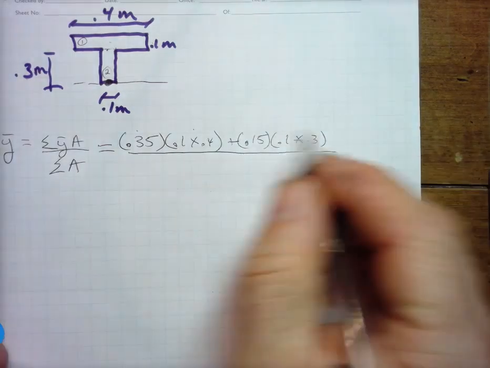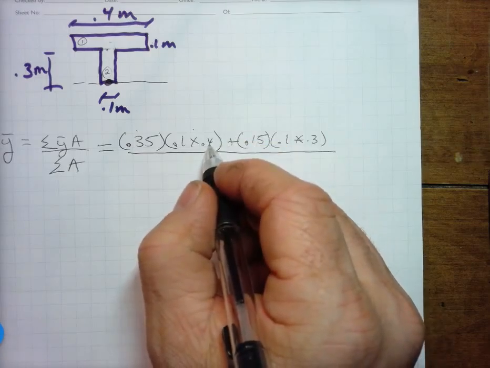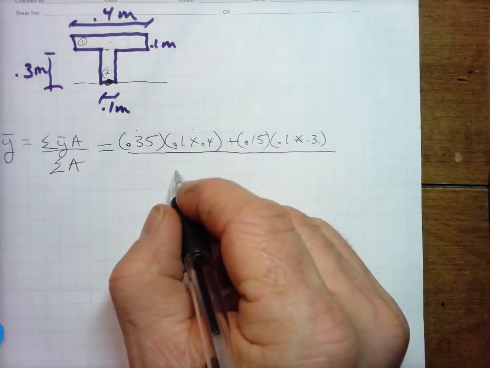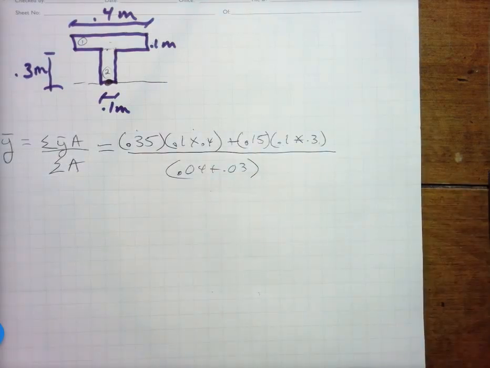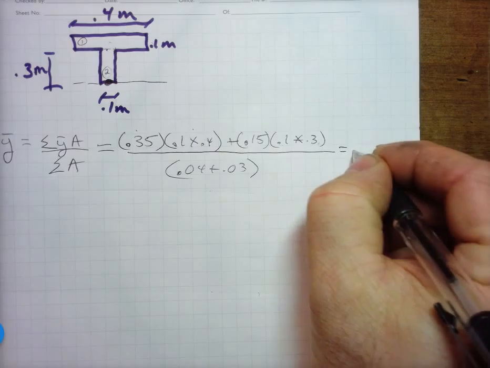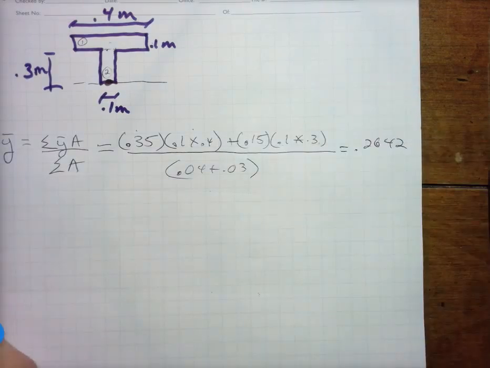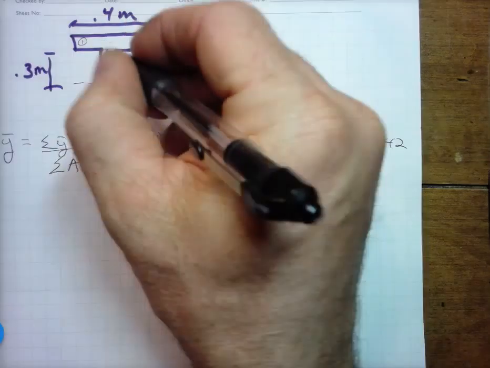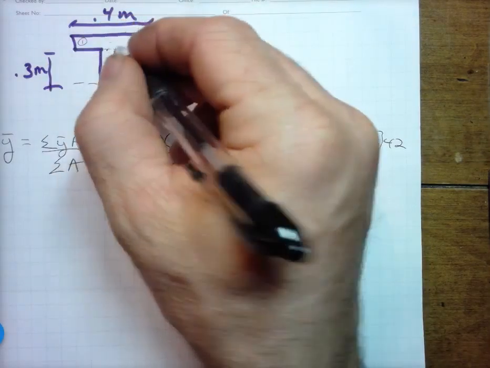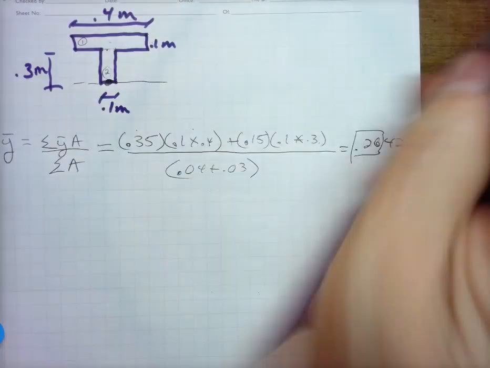Divided by, let's do this math, 0.1 of 0.4 is 0.04, and 0.03, add those together, 0.04 plus 0.03. All right, I wish you would run that through your calculator. I'm going to press pause and do the same. So when I did that, I got 0.2642, and for the sake of good math here, I'm just going to round to 0.26. Well, that means that the centroid of this composite piece is 0.26 meters from the bottom.